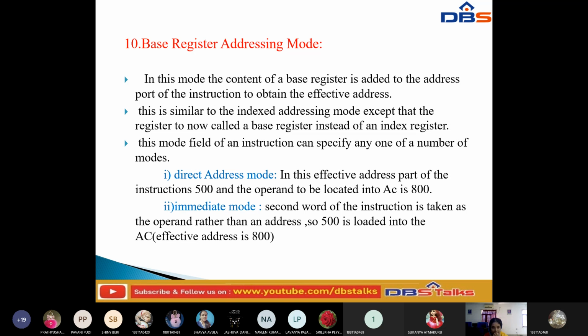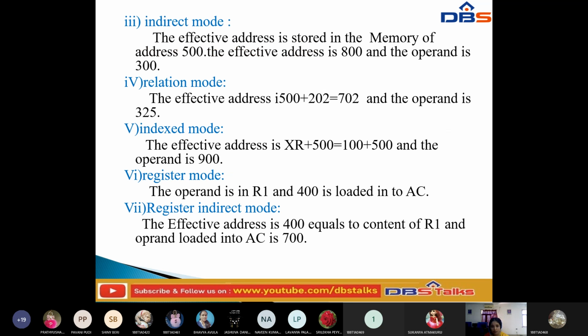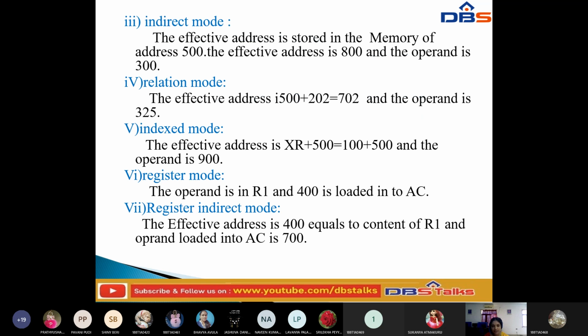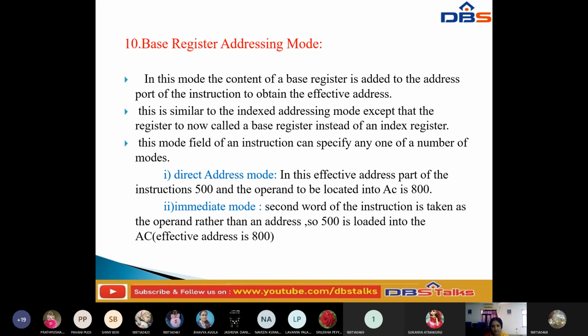So we have a number of modes, like whatever we have discussed now. In this also we will discuss direct addressing mode, immediate mode, indirect mode, relative mode, indexed mode, and register indirect mode. These are the different things we have in the base register addressing mode. So what is the first one? In this first one we have the direct addressing mode.